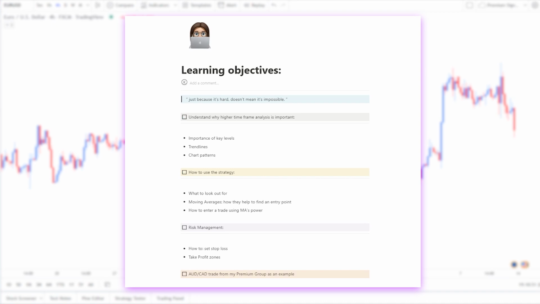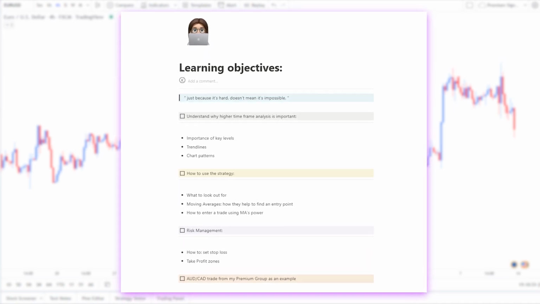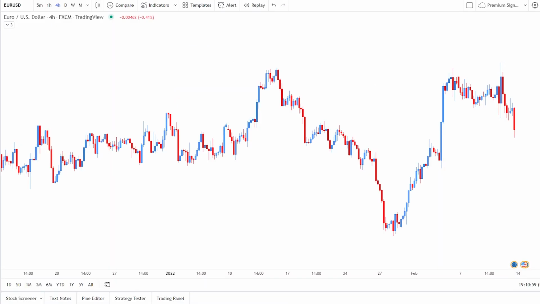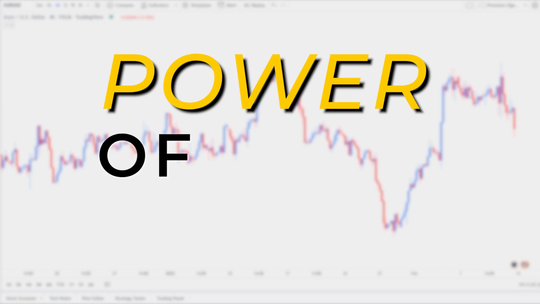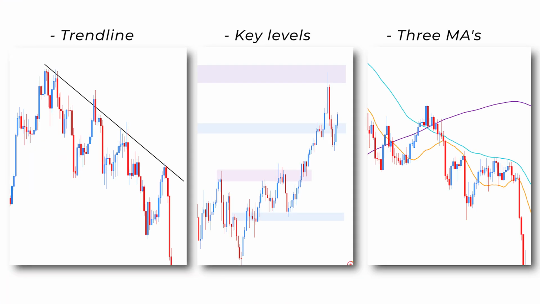So in order to achieve today's goal, I will dive deep into the details so that you can incorporate this strategy into your trading routine with confidence and ease. Please allow me to introduce you to what I like to call the power of three musketeers. This entry strategy includes a combination of a trend line, market structure, and a triple moving average.